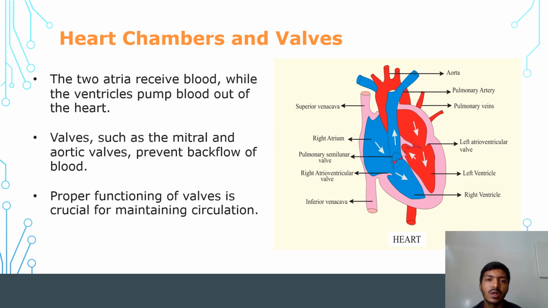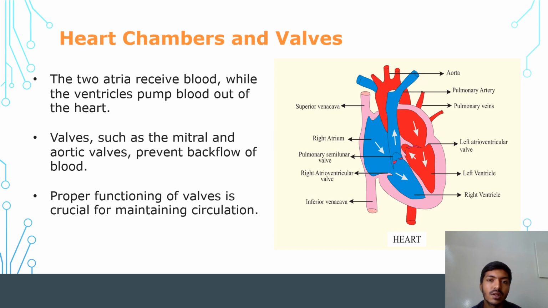Now let's talk about the heart chambers and the valves. The two atriums receive blood while the ventricles pump out blood from the heart. Atriums receive the deoxygenated blood and the ventricles pump out the oxygenated blood, which is the oxygen-rich blood, from the heart.